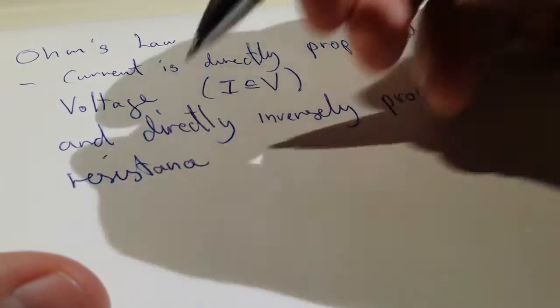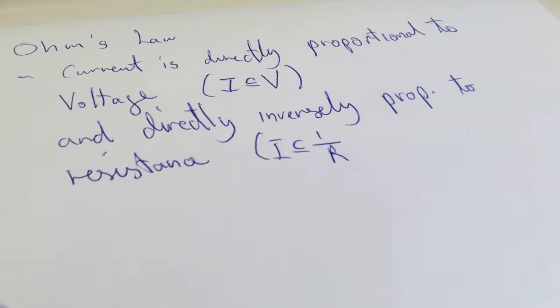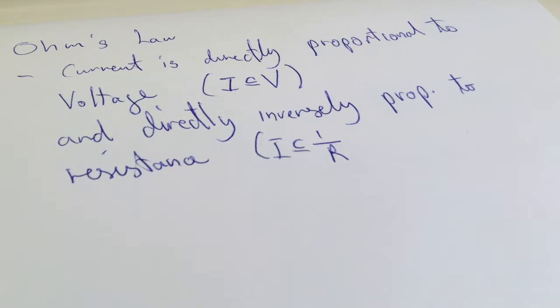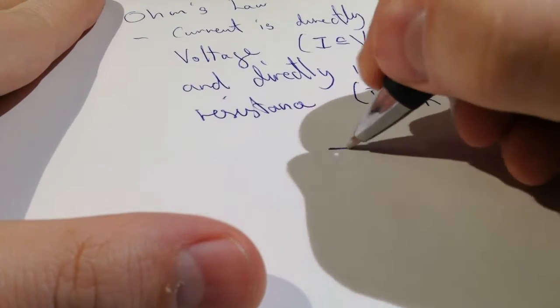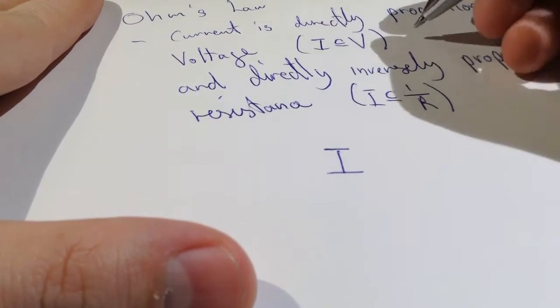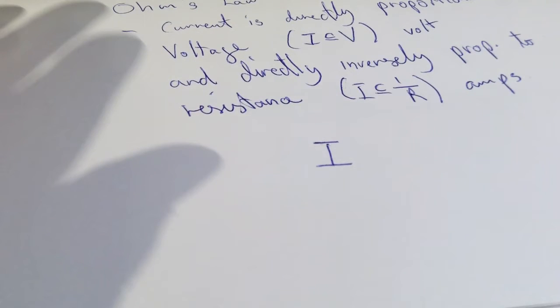And current is also inversely proportional to resistance. So if resistance increases, then the current decreases. So that's what they mean by inversely. It's the opposite. Voltage is measured in volts, and current is measured in amps. So then you have a dimension there.